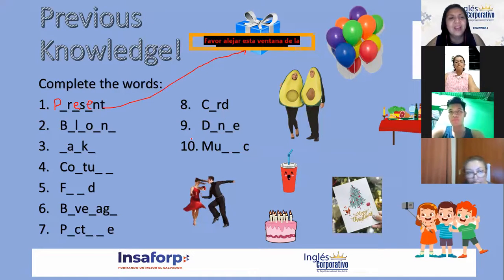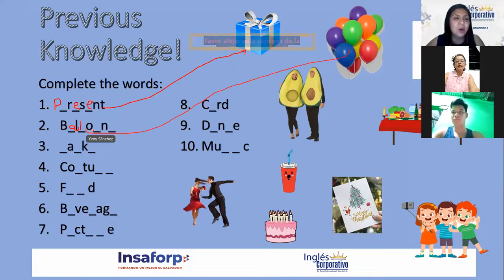Okay, what is the second one? Can somebody tell me? Balloons. Very good, balloons. How do you spell it? B-A-L-L-O-O-N-S. Excellent. Balloons, and I could see that somebody matched the balloons.